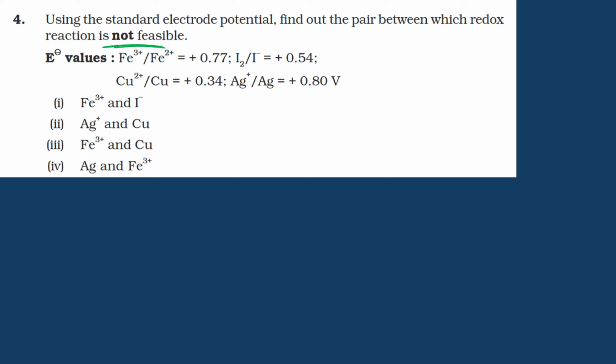Okay, not feasible. So you will notice that on the left hand side, 3 of these have the oxidized, the higher oxidation state. Let me write that down. It has a higher oxidation state, so to speak. Fe3 plus, Ag plus and Fe3 plus, because Fe3 plus goes to Fe2 plus. In this case, all of these are at the cathode in the first case.